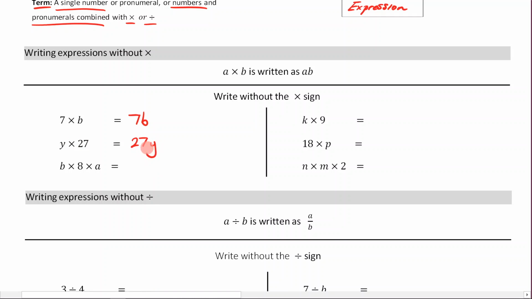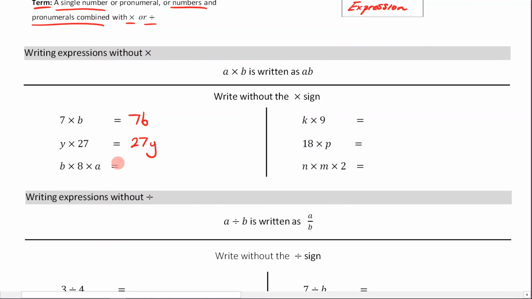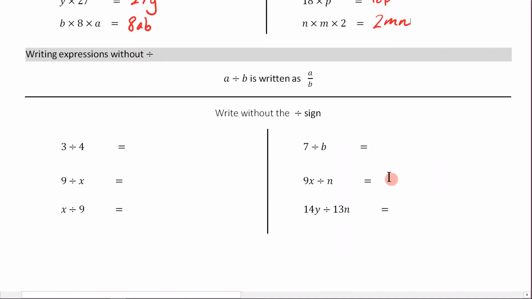Now, it's important that you always put the number first, because remember, up here, it is the coefficient. The coefficient always goes in front of the pronumeral. So always put the number first. So over here, we would write this like that, with the 8 first, then the A and the B. Over here, we would write that like this, and this last one we would write like that. So no multiplication sign. Instead, when they are being multiplied, we just put them right next to each other. Okay, let's keep on going now.